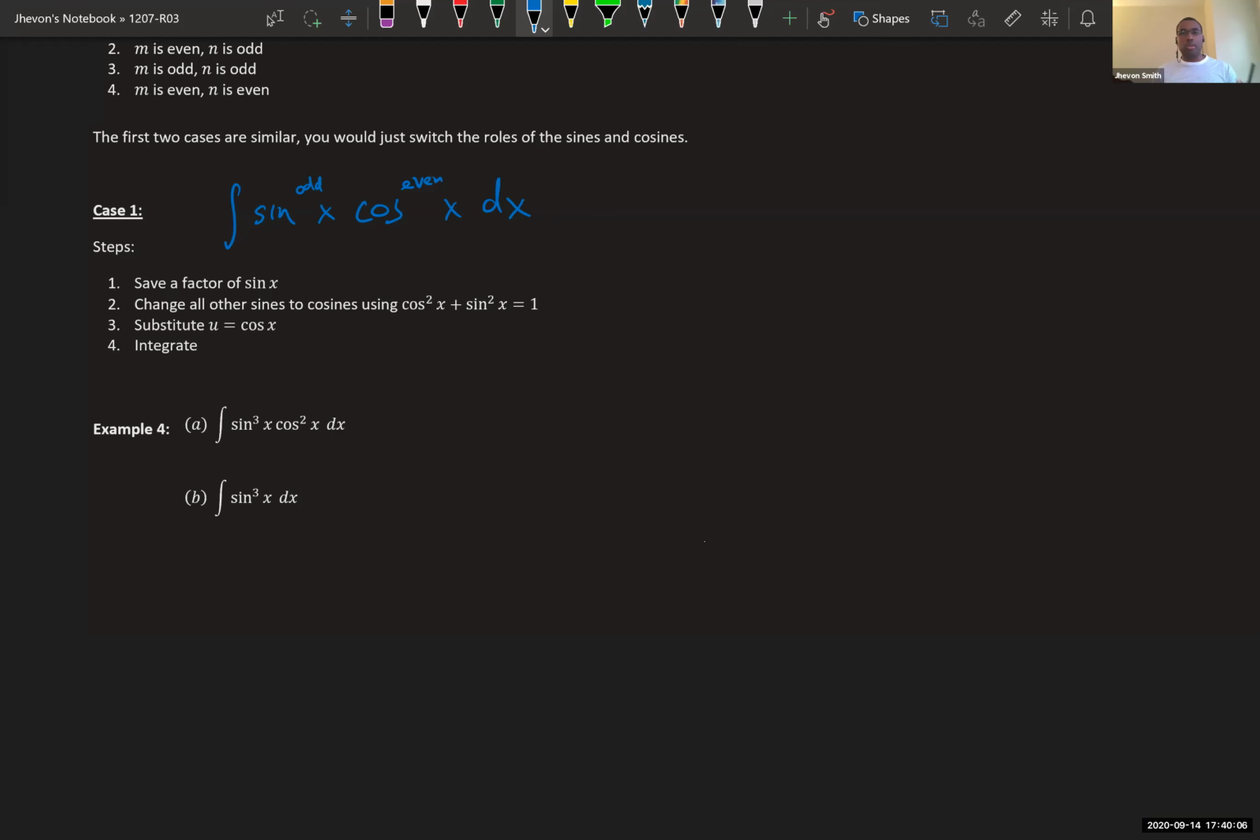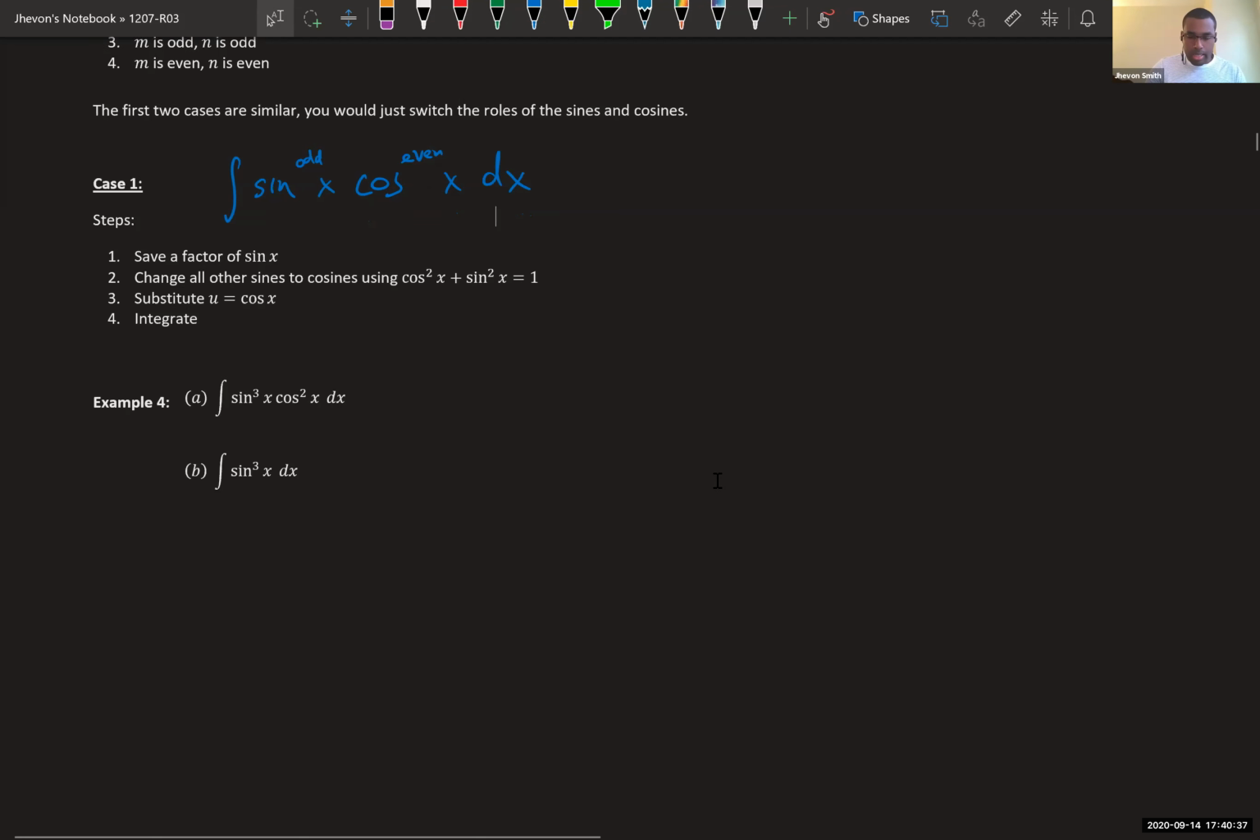You know that cosine squared x plus sine squared x equals 1. This means that you can change all the remaining sines to cosines using the fact that sine squared is equal to 1 minus cosine squared. You're going to substitute u equals cosine of x. You will get something that's very nice, algebraically speaking, and then you just integrate it according to a basic rule. So that's essentially integration by substitution. There's a strategy to the substitution, so you know what to substitute. And we have 2 examples here. So let's go into them.